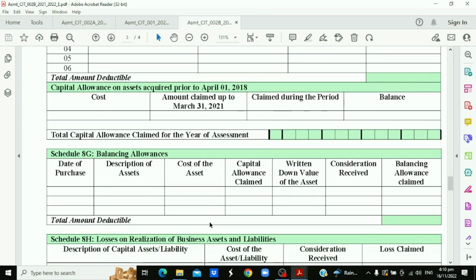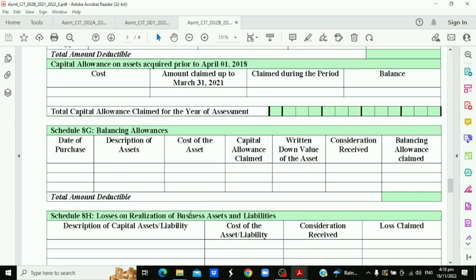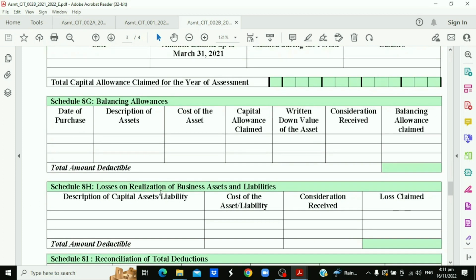Then schedule 8G is also connected with these asset movements, right? Within this period, if there's a disposal and ultimately a loss is created, then we are able to identify the balancing allowance, right? Here they have to enter the data separately for each and every asset, right? Date of purchase, description of the asset, cost of the asset, capital allowance claimed, and written down value of the asset, then the consideration received within this period. Ultimately we can identify the balancing allowance for this period, right? Then the total amount deductible we are able to identify, right?